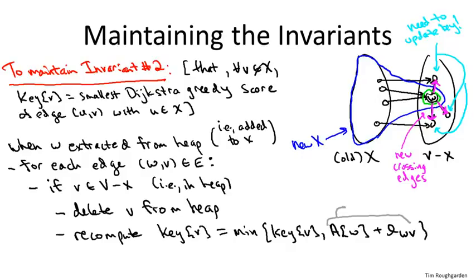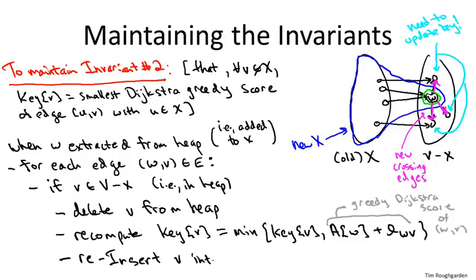So now, having updated V's key appropriately so that invariant number two is restored, and once again the key of every vertex does reflect the smallest greedy Dijkstra score of any edge sticking into it from the set X, we can safely reinsert this node back into the heap with its new key value. And these three lines together are just a key update in logarithmic time for one of these vertices that's at the other end of an arc sticking out of the vertex W.